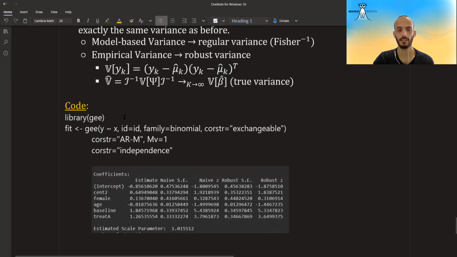In code, how you do this, there are a few libraries. For example, there's the gee library, and the function is gee. You give the equation, and you have to specify the ID. ID is for the group or for the cluster. There has to be a variable that gives the same code to each member of the group. And again, you specify a family and a correlation structure. So the correlation structure can be exchangeable, it can be independence, it can be AR, and then you also have to specify the M. For AR1, you specify 1. And this is the output you could get. You get the estimators, you get the naive standard errors and the naive z values, and you get the robust standard errors and the robust z values, and also you get an estimation for the scale parameter.